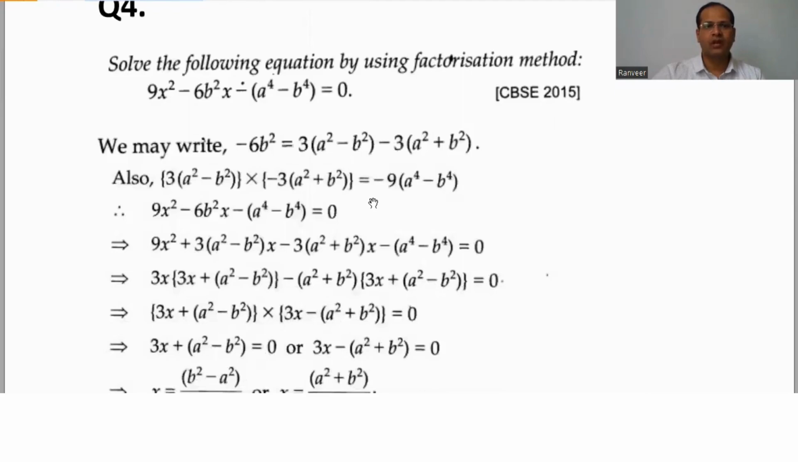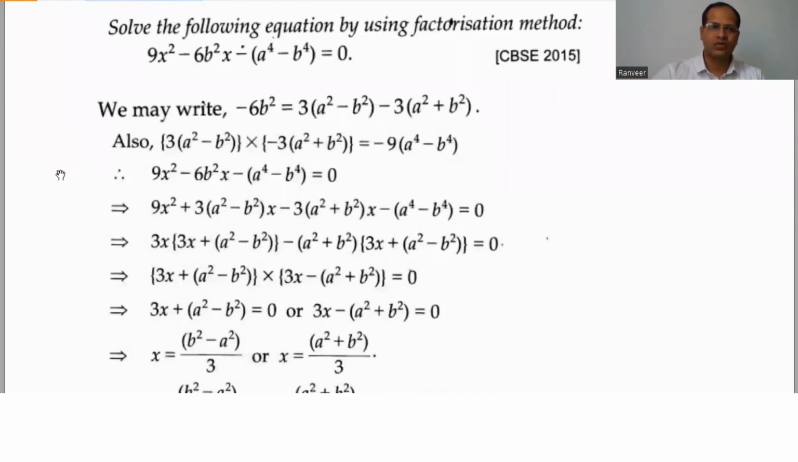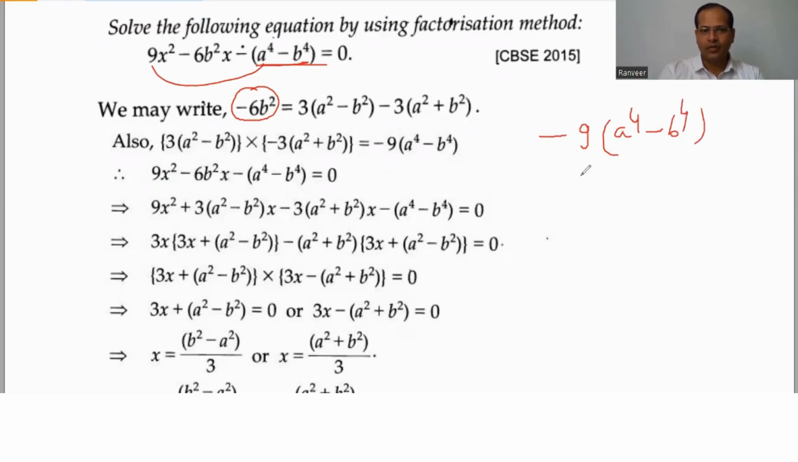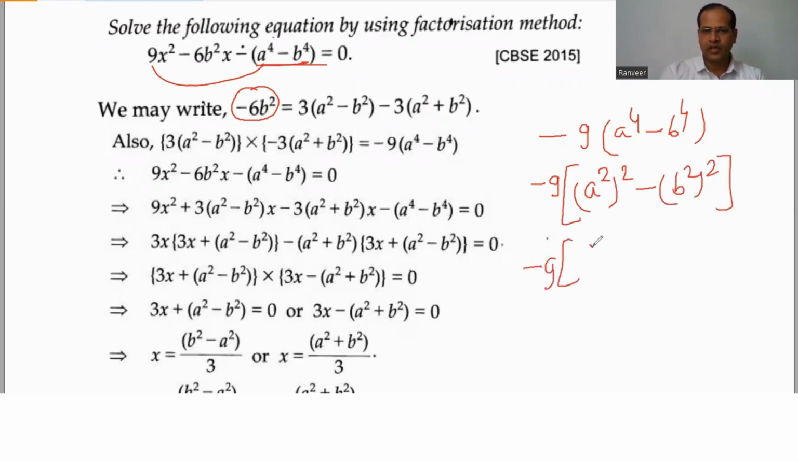Now question number 4, solve the equation by factorization method. Here also do the same thing, wherever the constant is in this format. So minus 6b square. First of all, once you multiply 9 and this value, we will get minus 9 a to the power 4 minus b to the power 4. Now, once we write this value, then minus 9, this is a square whole square minus b square whole square. So how to write, just I am showing you, this is a square plus b square, and we can write a square minus b square, correct?